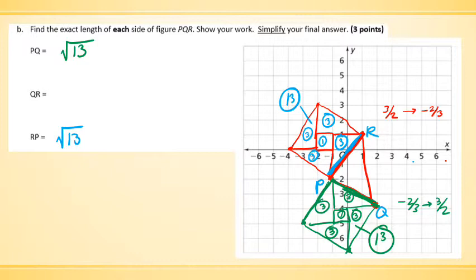All right, we've got one side left to look at, and that would be RQ or QR. So this one here, try to make that line a little bit straighter.